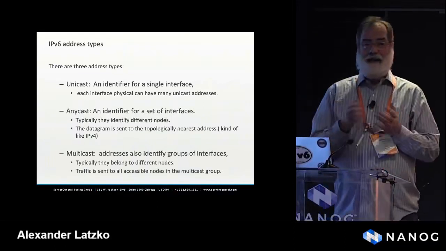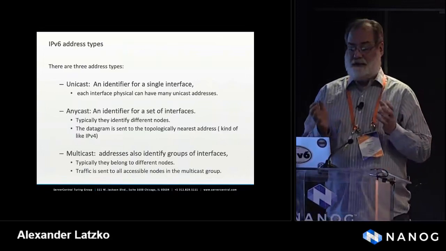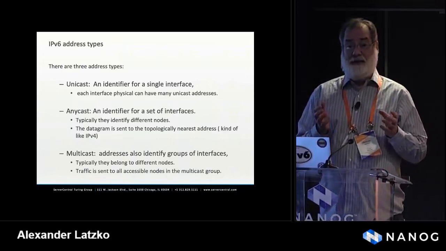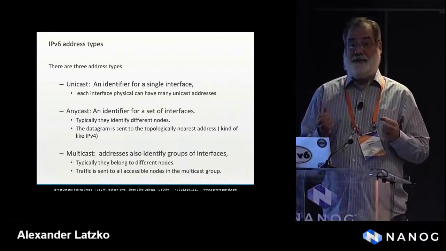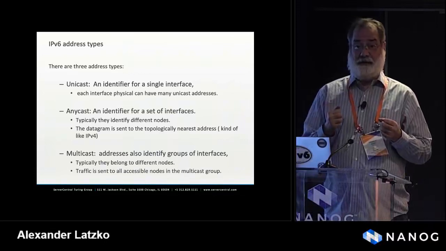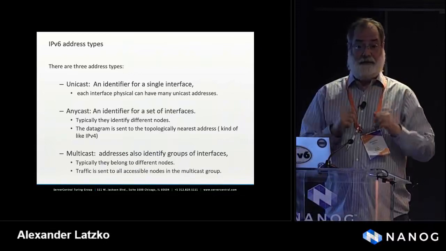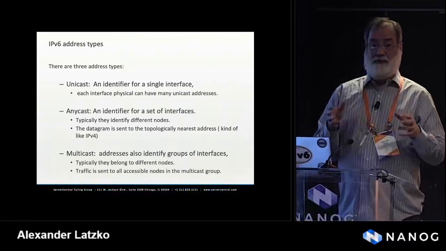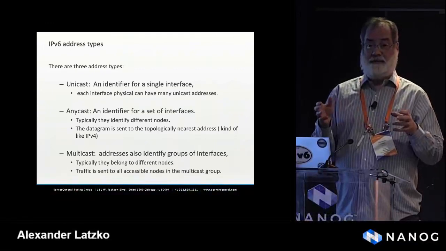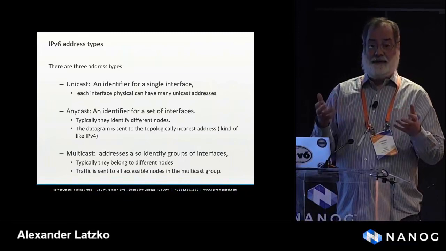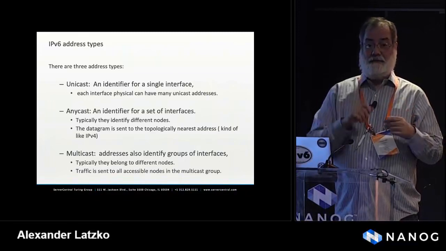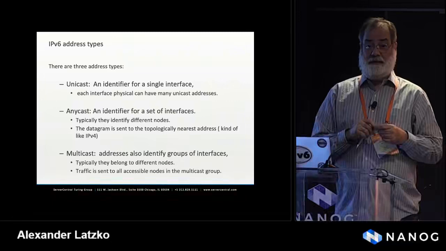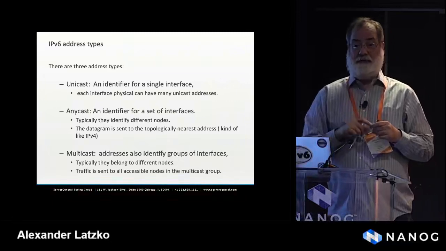Multicast, groups of addresses. They'll belong to different nodes, but you could have multiple multicast addresses on one physical interface that get addressed as parts of separate groups. Traffic is sent to all nodes in a multicast group that are accessible, as opposed to Anycast, which will just be the topologically closest. Sort of like that MacBook person in the 3rd row.